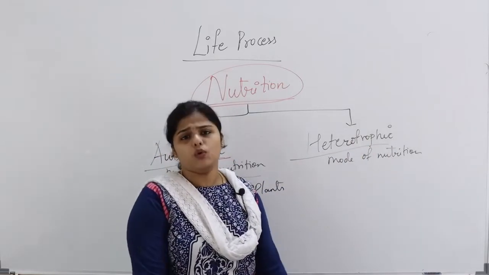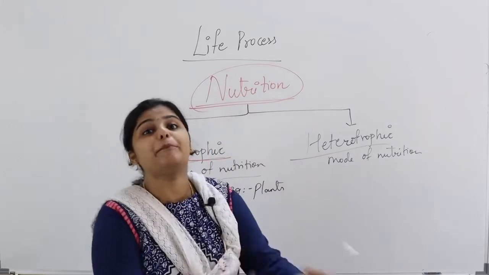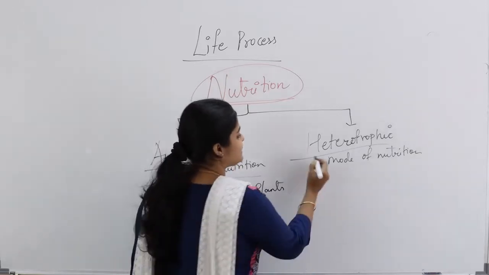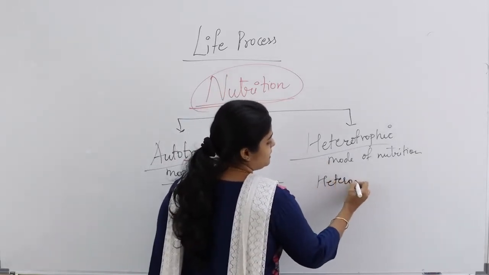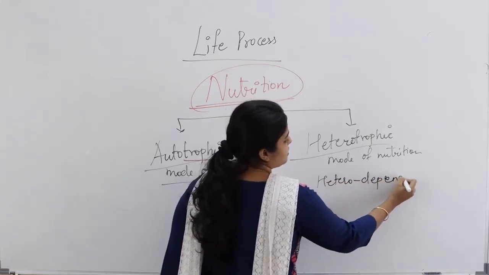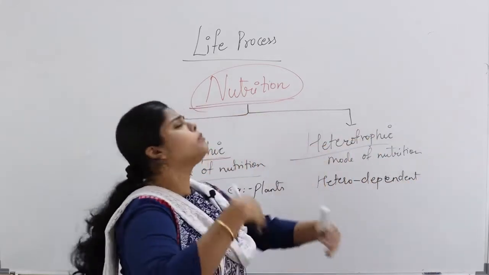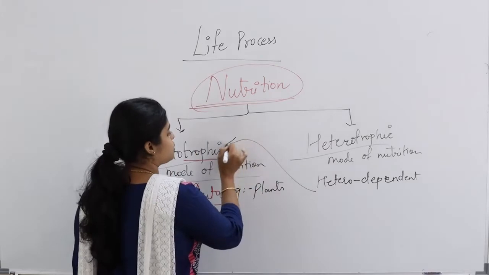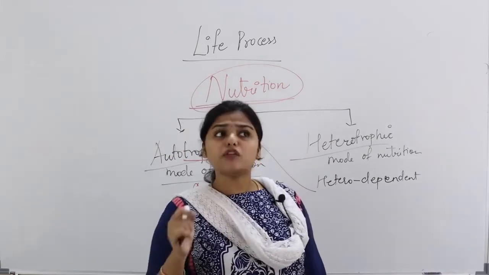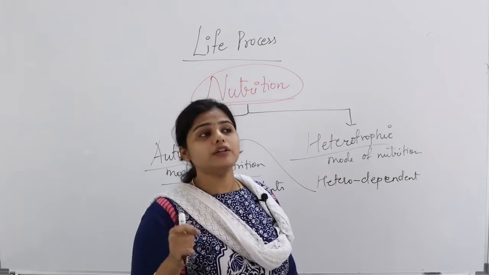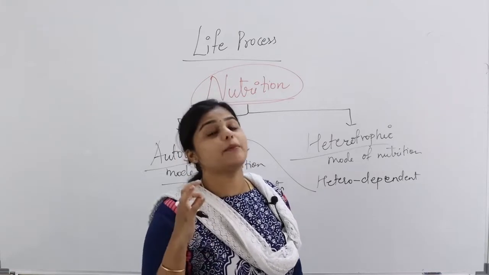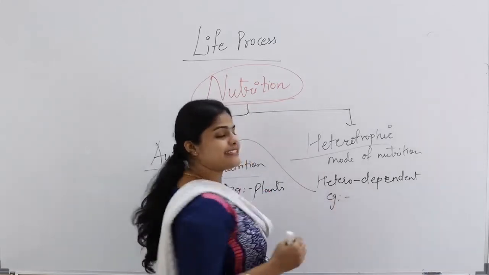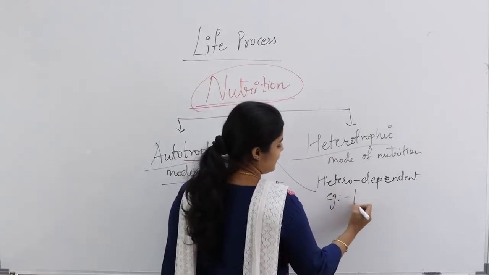What is hetero? Hetero means they are dependent. Means they are dependent on someone. So to whom are they dependent? So hetero are dependent on auto. Can you all give me an example of heterotrophs who depend on others for their food? So the best example is we, human beings. The example of heterotrophs is, I can say, human beings.